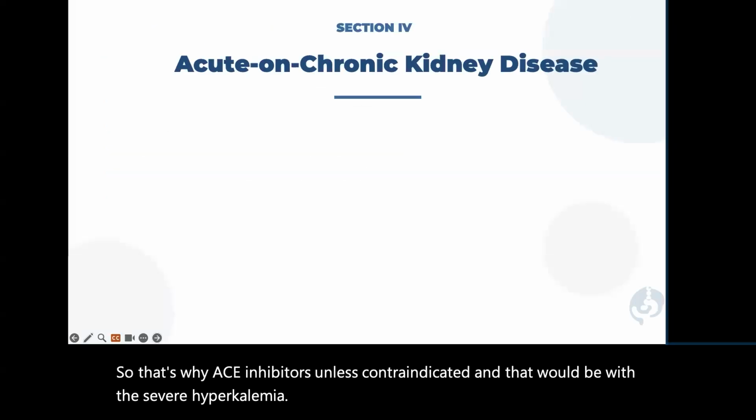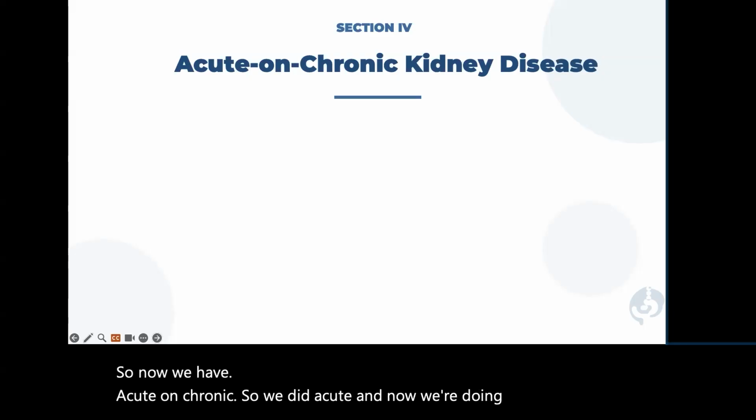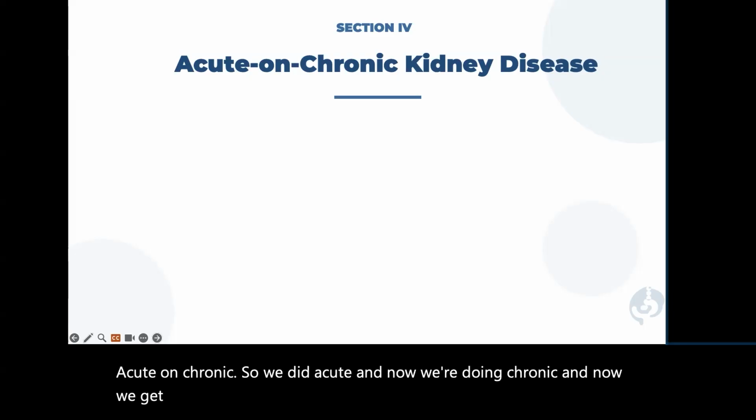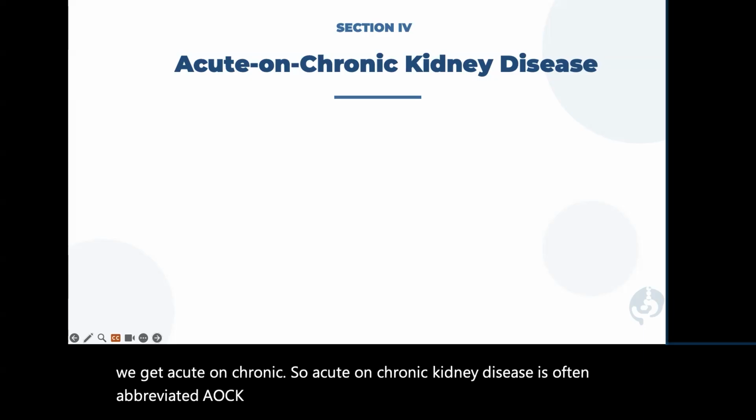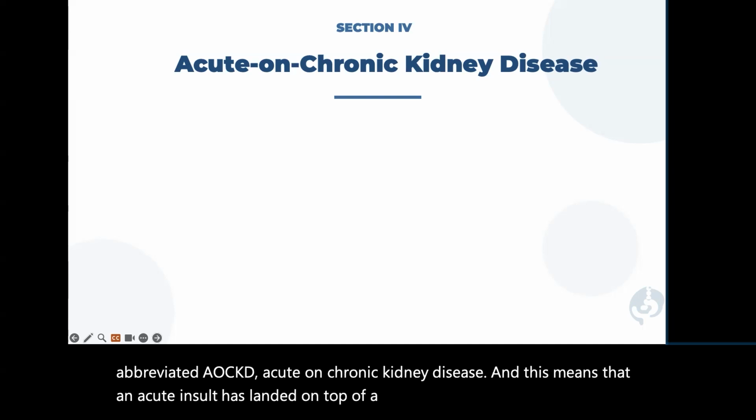So now we have acute on chronic. So we did acute, and now we're doing chronic, and now we get acute on chronic. So acute on chronic kidney disease is often abbreviated AOCKD, acute on chronic kidney disease. And this means that an acute insult has landed on top of a pre-existing chronic impairment. Catchy, huh? Catchy name, these people.